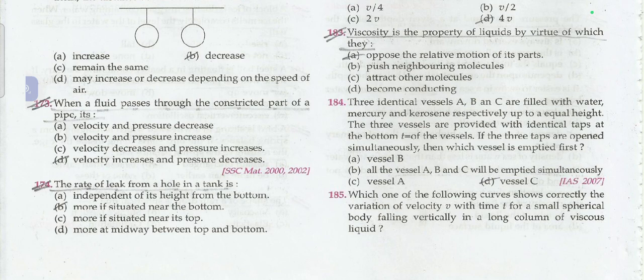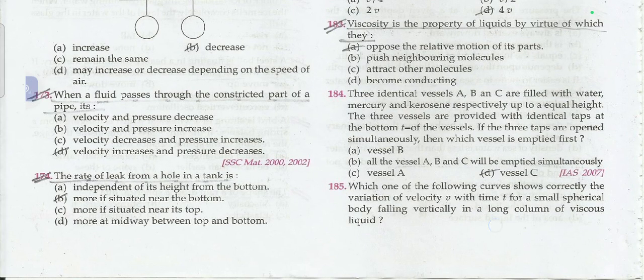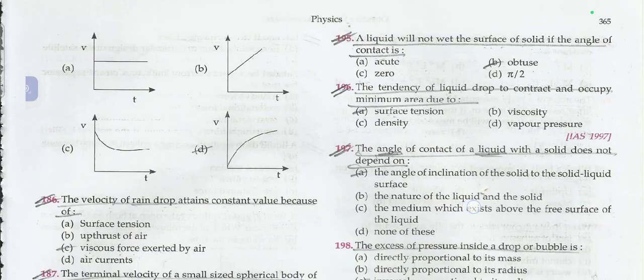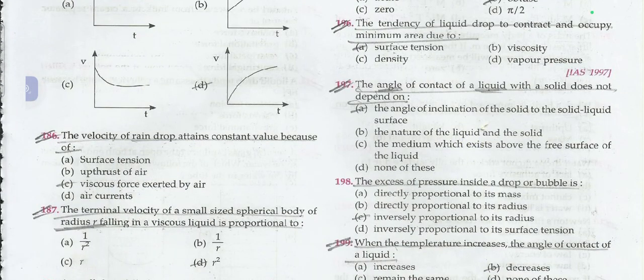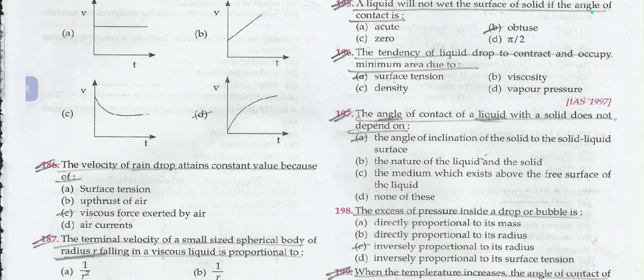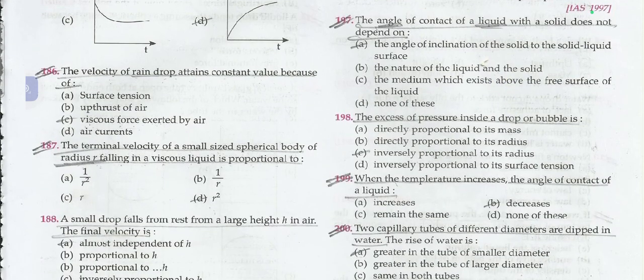Which one of the following curves shows correctly the variation of velocity v with time t for a small spherical body falling vertically in a long column of viscous liquid? Answer is D. The velocity of raindrop attains constant value because of viscous force exerted by air.